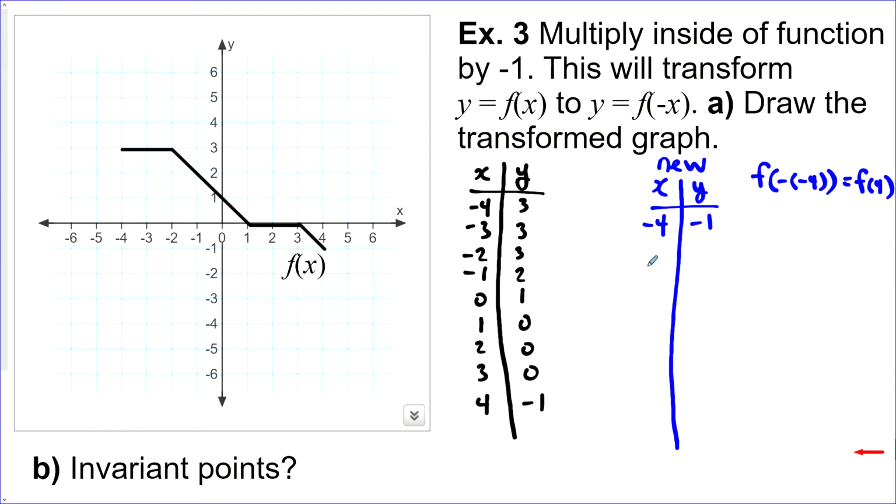Let's try another one. So -3. -3 does the same thing. We try to put in -3, and these negatives get canceled out. And instead we're using the argument of 3. So we look down here. What is 3 supposed to return to us? 0. And we could keep going through here, but hopefully you see the pattern.